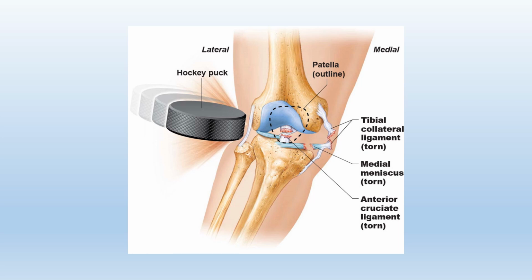Here we see a picture of a hockey puck making a lateral blow to the leg or to the knee joint. Again, the unhappy triad includes the three following structures: the ACL, the MCL, and the medial meniscus.